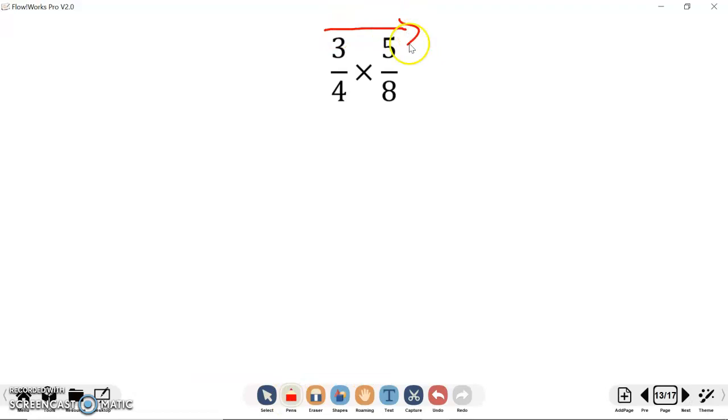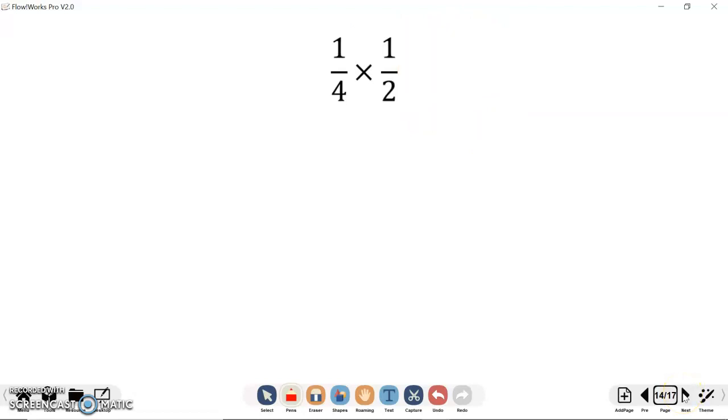All right, multiplying across the top. 3 times 5 is 15. And across the bottom, 4 times 8 is going to be 32. Now, when I think about the numbers that I multiply to make 15, I can multiply 1 times 15 and 3 times 5. But I can't really multiply 3 or 5 or even 15 to make 32. So because they don't share any of the same factors, this is our simplified fraction.